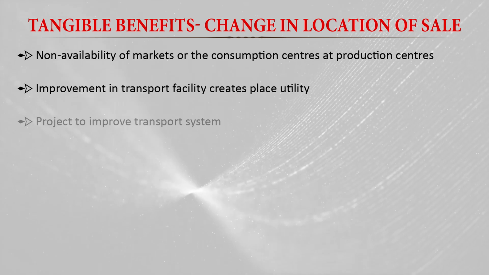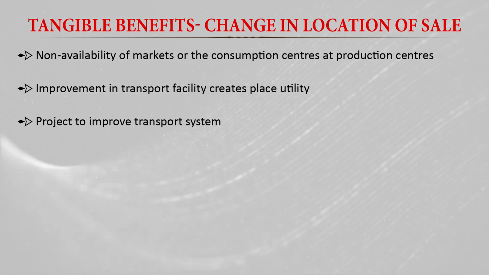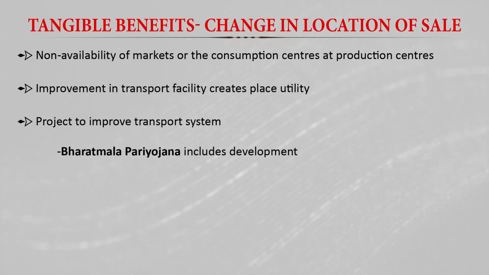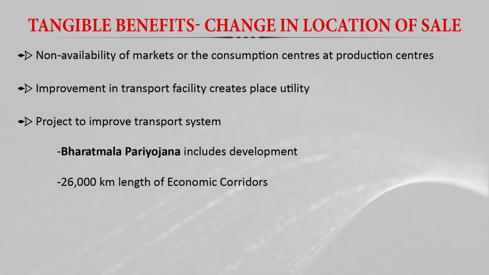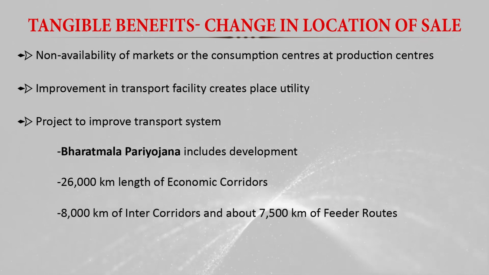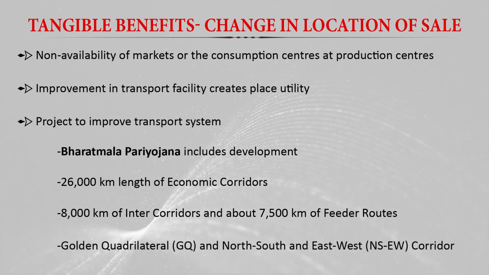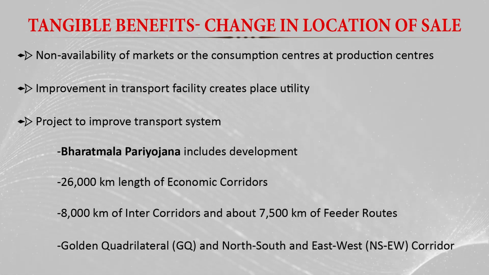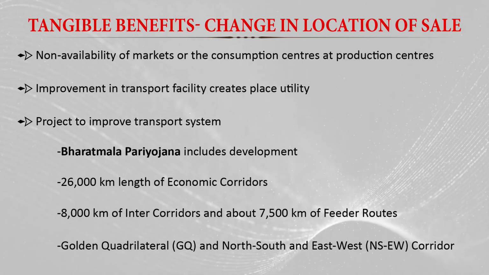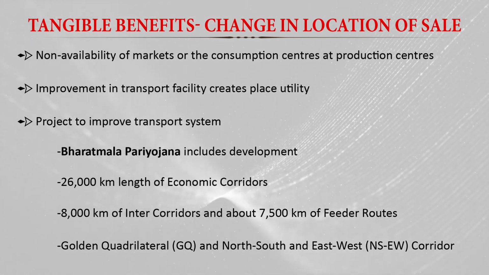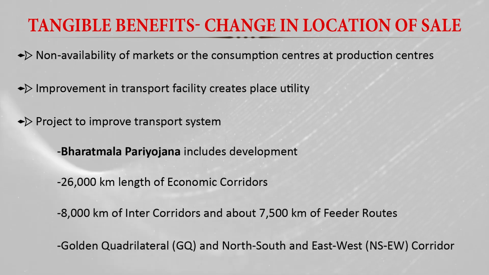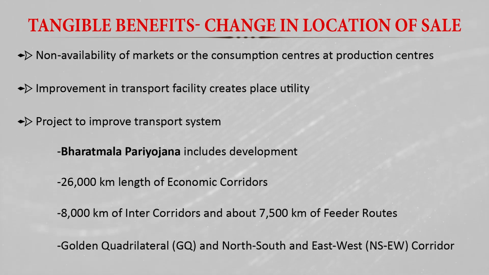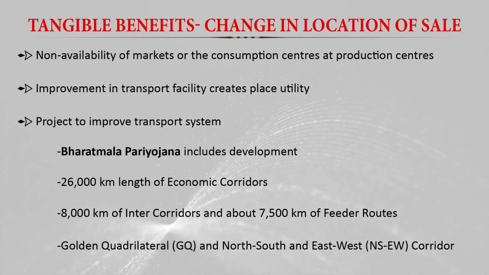There are different types of projects being run in the country, like Bharatmala Pariyojana, which includes development of the economic corridor, inter-corridor or feeder routes, and there is the Golden Quadrilateral as well. There is a project to develop the road between the north-south and east-west corridors. So if we provide good infrastructure for the transportation of agriculture produce from the production center to the consumption center, we will get good prices. So it also creates a kind of tangible benefit which we can measure.